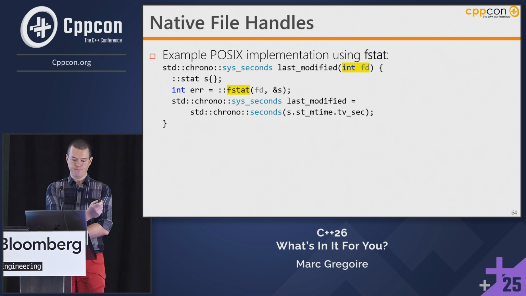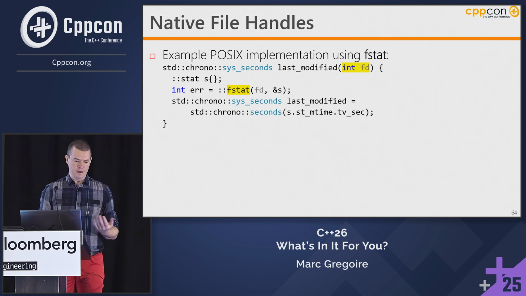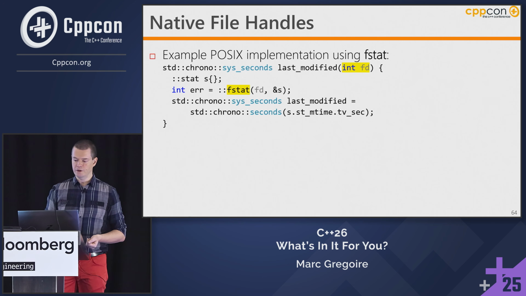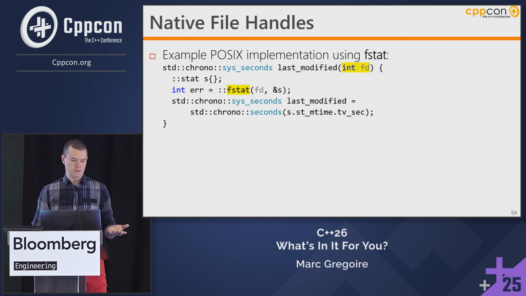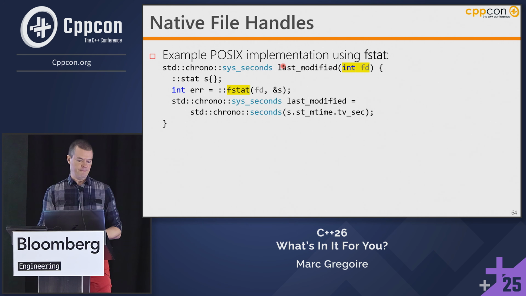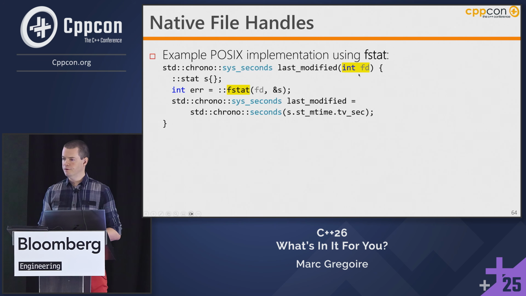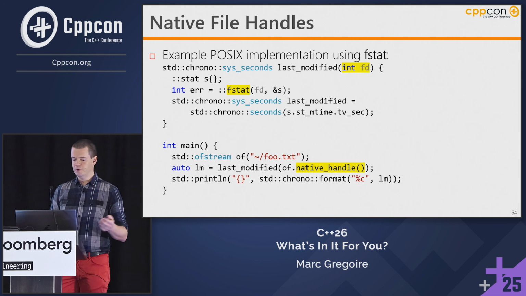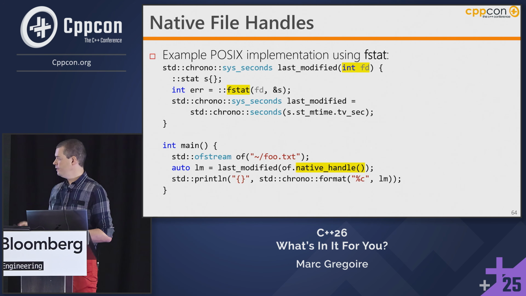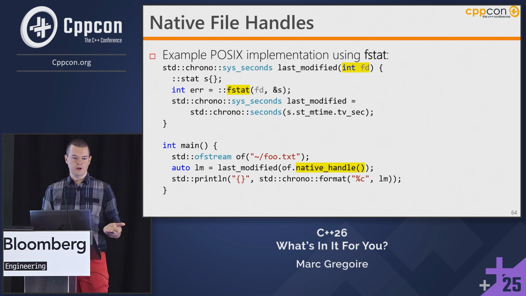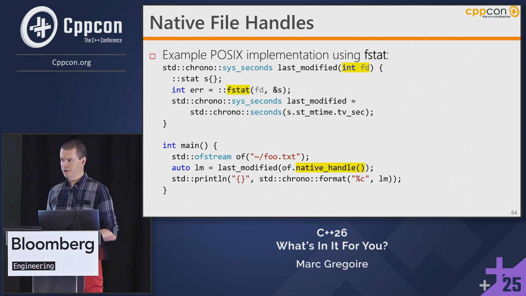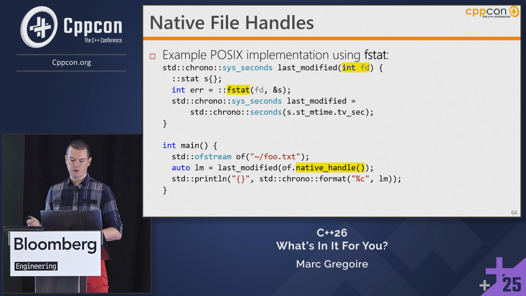Let's look at an example. Here we have a last_modified function that is using the POSIX fstat function to get some information about a file. That requires an int, so this function accepts an int, a file descriptor. Then in main, we use an ofstream to create an output stream for file foo.txt. And if we want to call our function last_modified, we need to pass it the file descriptor, so the underlying native handle. And so we just call native_handle and pass that to last_modified.